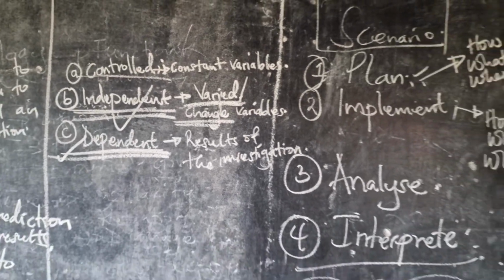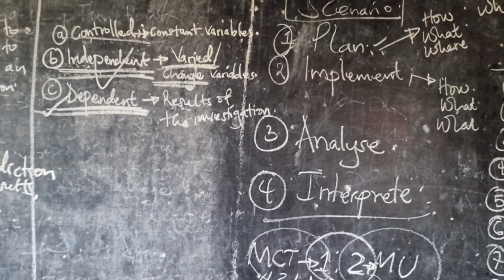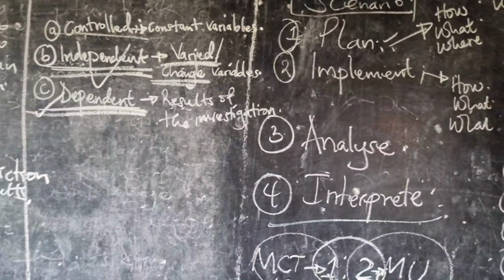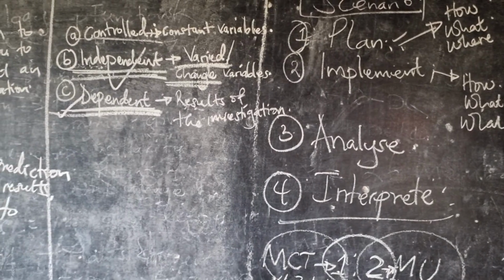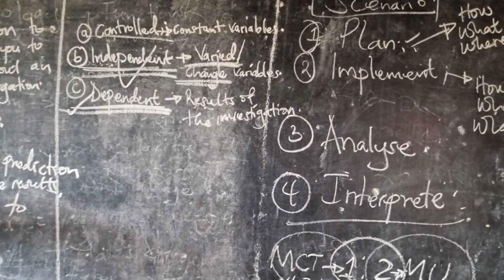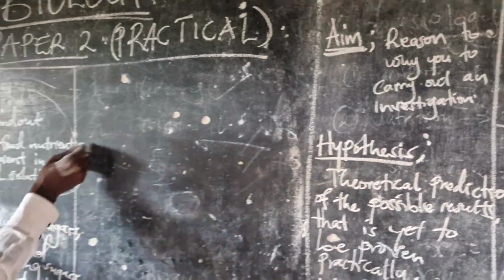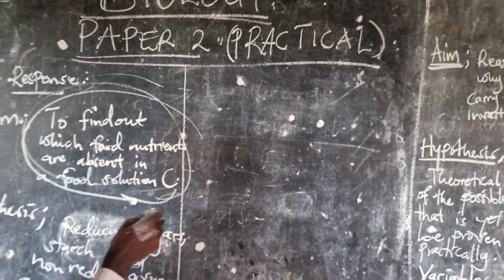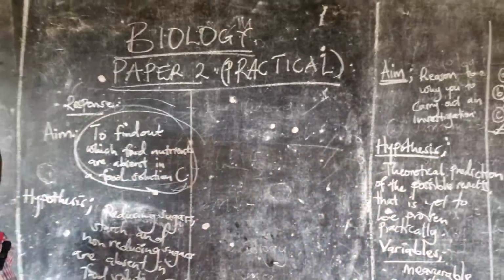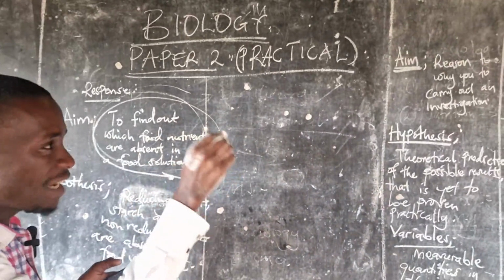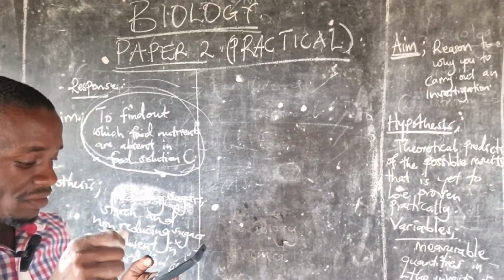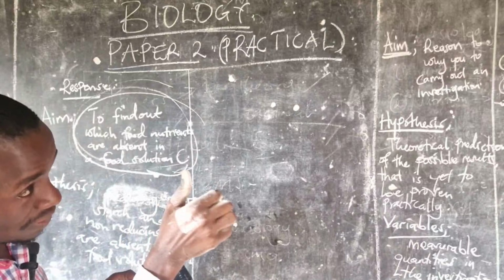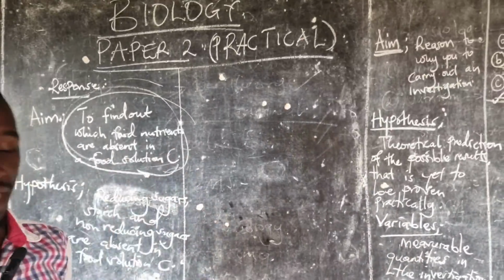So what you mean is that the results of our hypothesis is the dependent variable, not the results of the hypothesis, the result of the investigation, the result of the general reason why we are carrying out the experiment. The results of our aim are the dependent variables. So what we shall record in the table of the dependent variables will be the results.